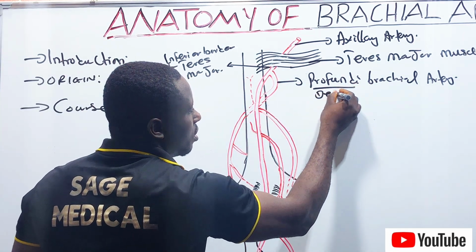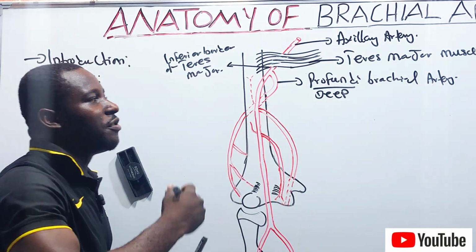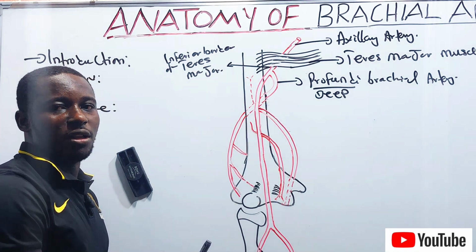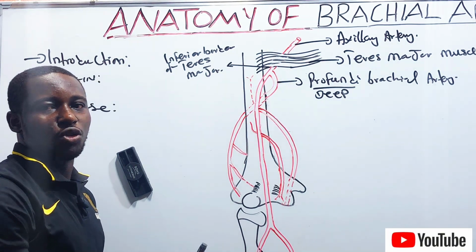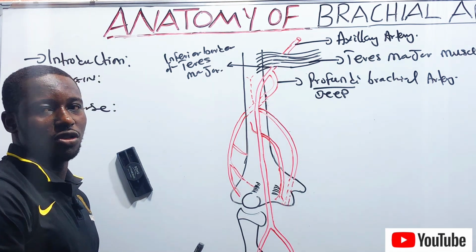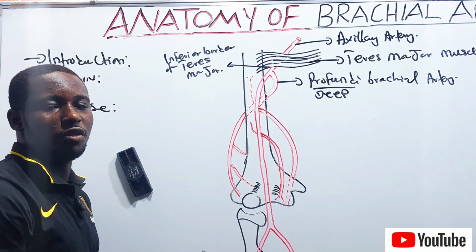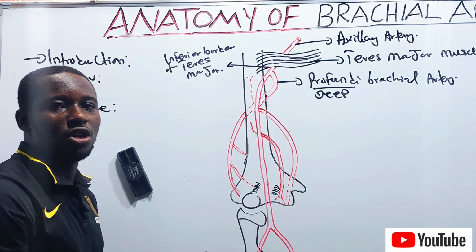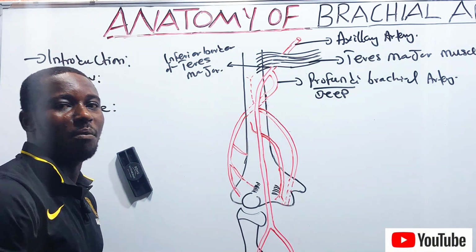As it gives off this branch, the profunda brachial artery crosses posteriorly in the arm. It crosses between the medial and the long head of the triceps brachii to enter the spiral groove, or the oblique groove, at the posterior surface of the humerus. As it leaves the spiral groove, it divides into two terminal branches: the middle collateral branch and the radial collateral branch, which are the anterior and posterior descending branches.